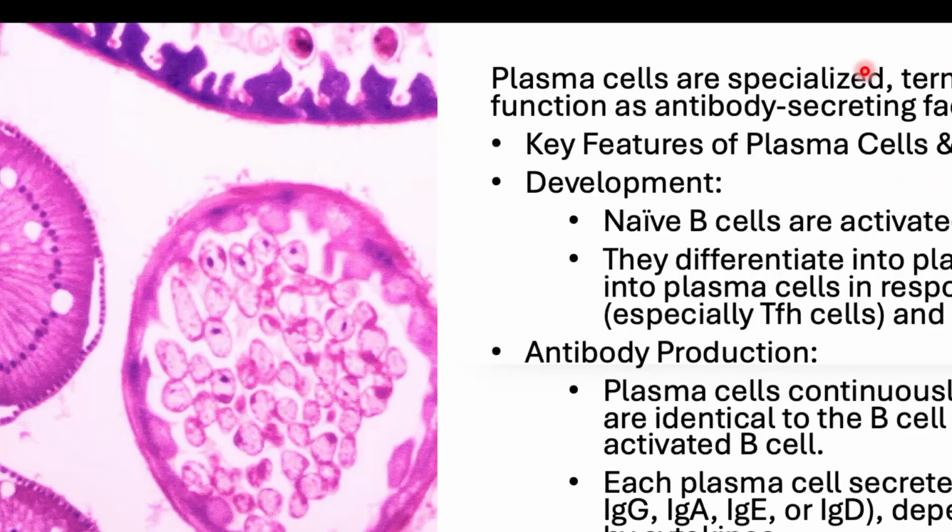Key features of plasma cells and antibody secretion. Naive B cells are activated upon encountering an antigen. They differentiate into plasma blasts, as we just saw in the previous image, then mature into plasma cells in response to signals from T helper cells and cytokines like IL-6. So many cytokines play a major role in stimulating B cells to differentiate into plasma cells. Now there is antibody production. Plasma cells continuously secrete antibodies which are identical to the B cell receptor of the original activated B cell.